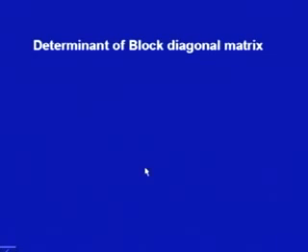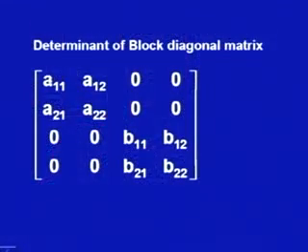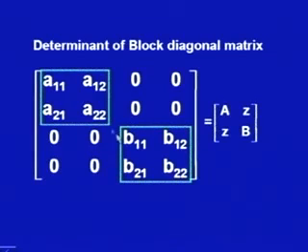We have seen that if the matrix is a diagonal matrix, then one can very easily calculate the determinant by simply multiplying the diagonal elements. Let us see what happens if the matrix is a block diagonal matrix. By this I mean that I have a matrix of order, say, 4 by 4, and this can be partitioned into sub matrices. This is a sub matrix of order 2 by 2, and this is a sub matrix of order 2 by 2. They lie on the diagonal, and these are the null matrices.